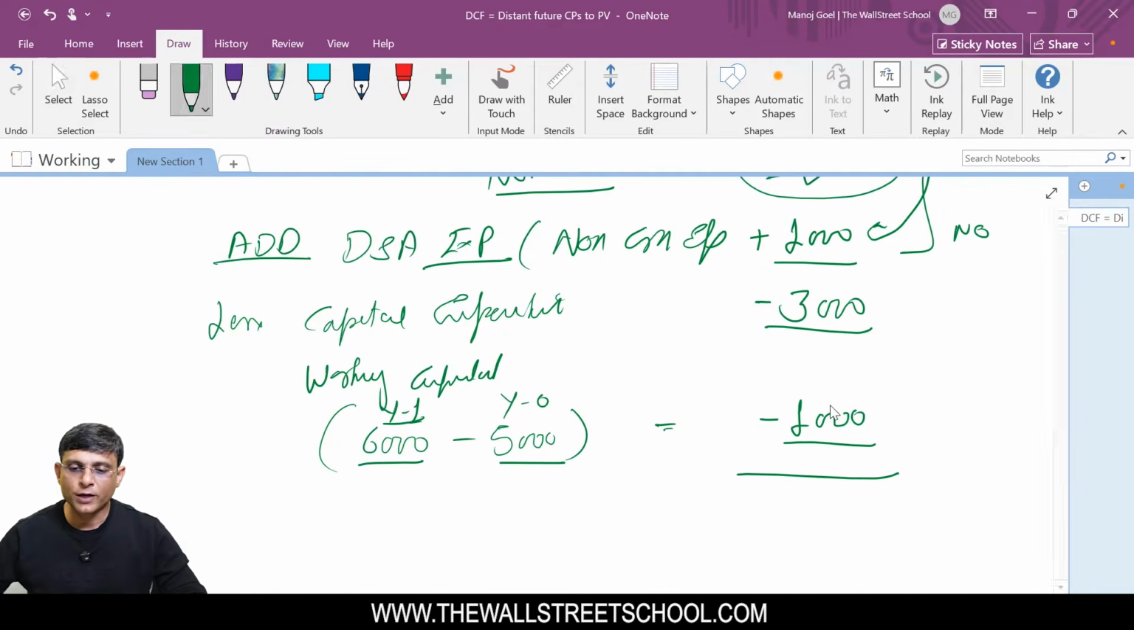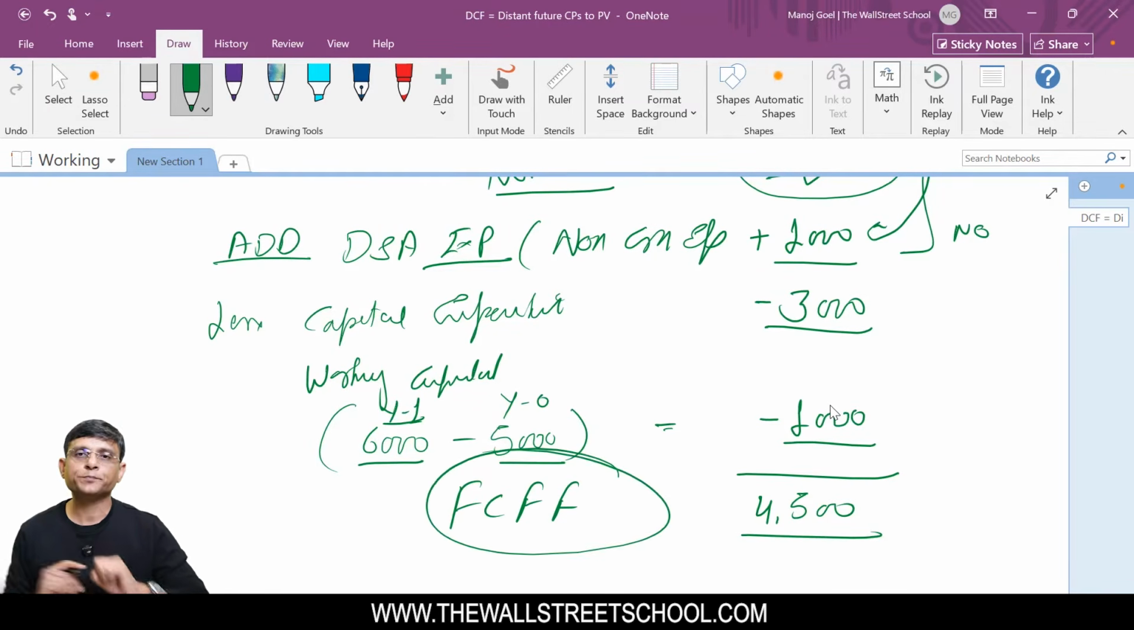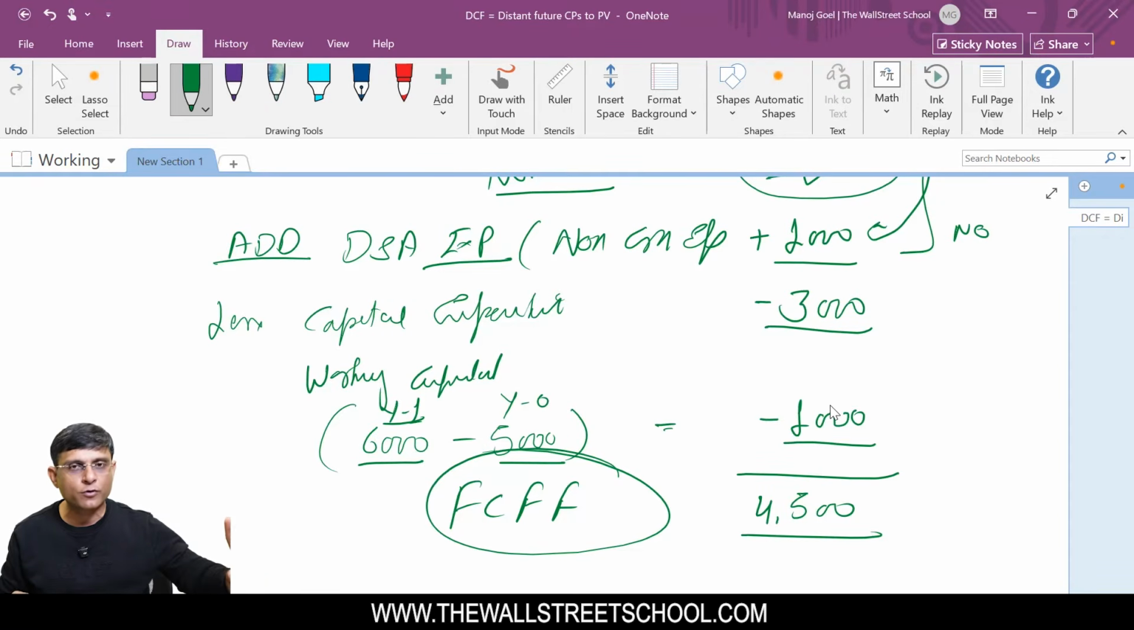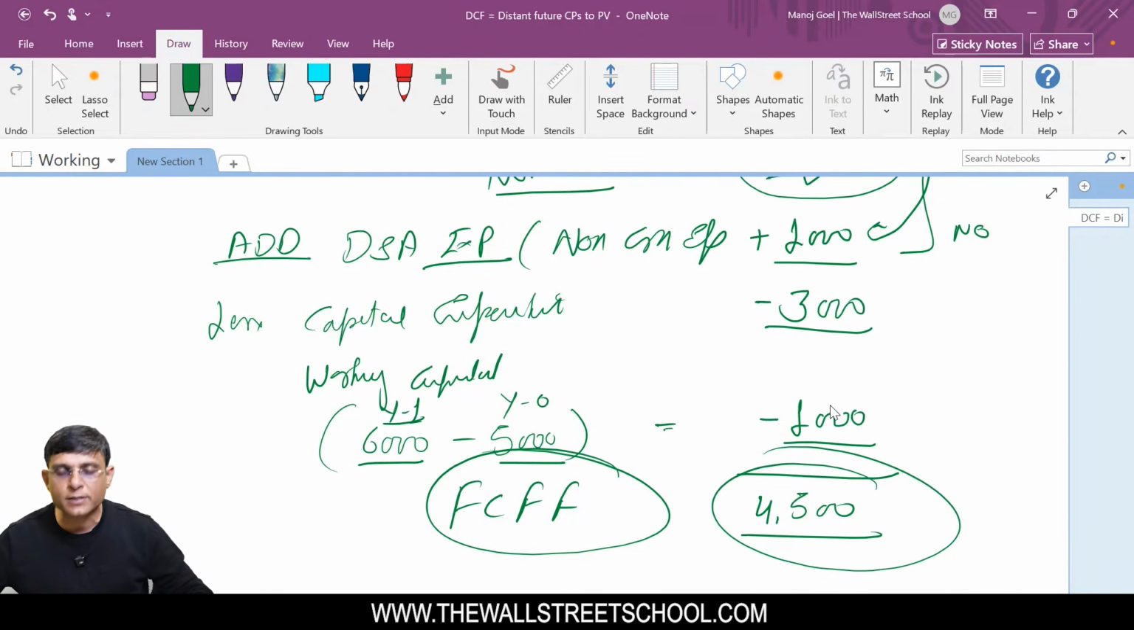I am left with free cash flows, which is what? 8,500 minus 3,000 minus 1,000, 4,500 crores. That's my free cash flow to the firm. So guys, this is what the concept of free cash flows means. Cash flows available for distribution means this cash flow is free. I've deducted whatever is required in the business, whatever is required for the growth of the business, and what surplus the business is able to earn in the future.